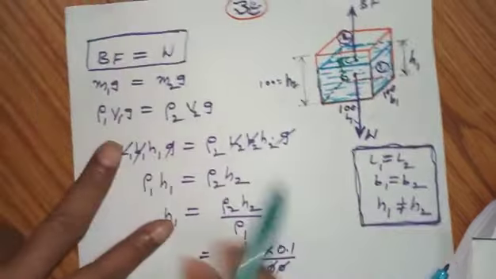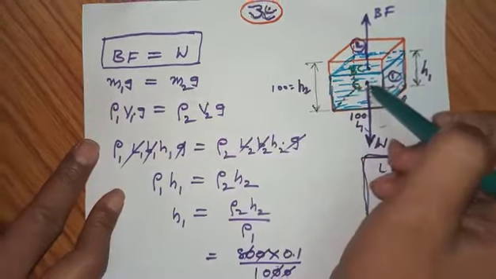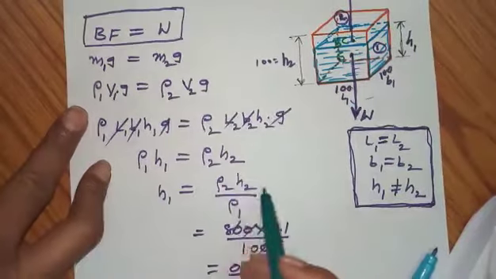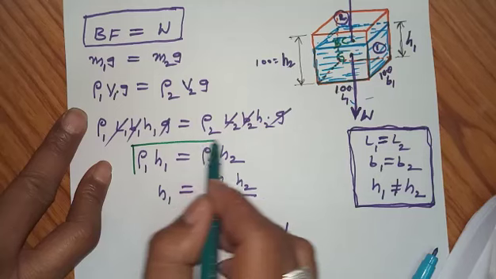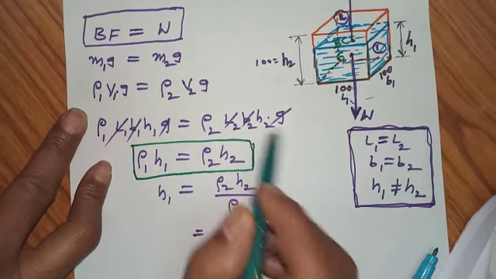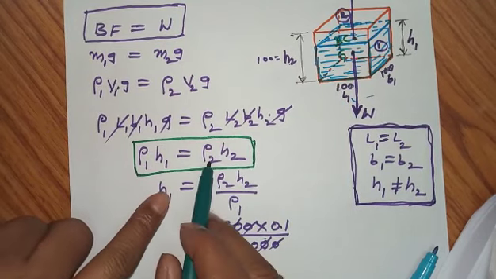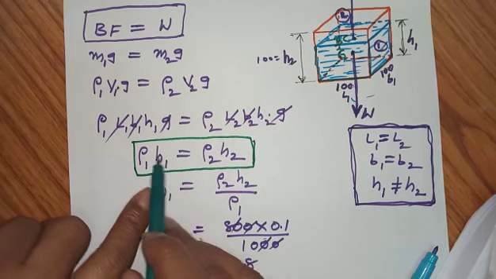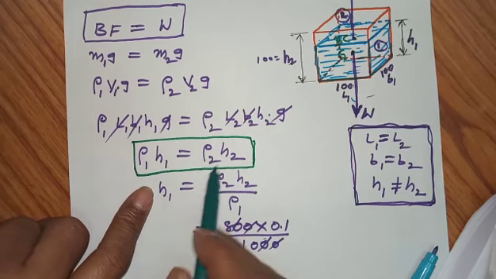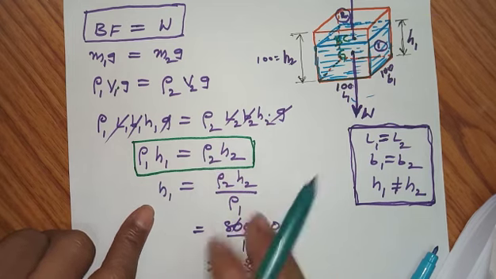Here you have to remember the equation: buoyancy force is the weight of liquid replaced. Then substituting these values you will get one formula. In the GATE examination there is no time. Time is very important. That is why you have to remember this equation simply: rho 1 H1 is equal to rho 2 H2. So substituting these values you can determine the unknown value.